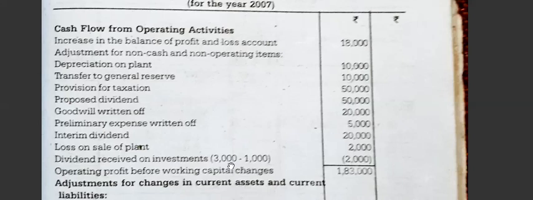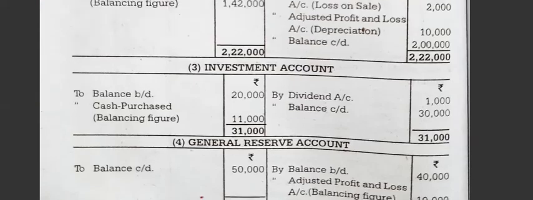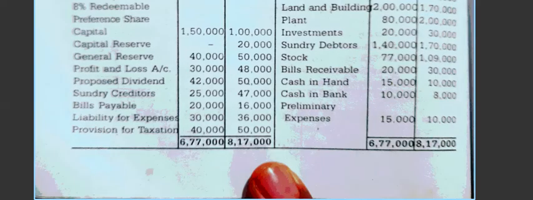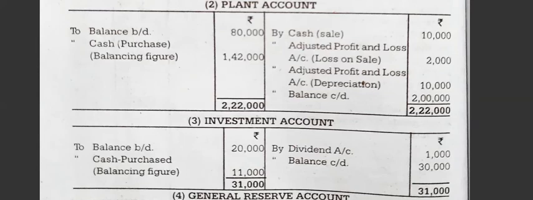Then dividend received on investment is 3,000 minus 1,000, which is 2,000. How is the dividend received treated? Under that dividend, 1,000 is a pre-acquisition profit. I will tell you the adjustment. 3,000 by way of dividend is received, but 1,000 is pre-acquisition profit, so deduct 3,000 minus 1,000. It is a 2,000 dividend received.